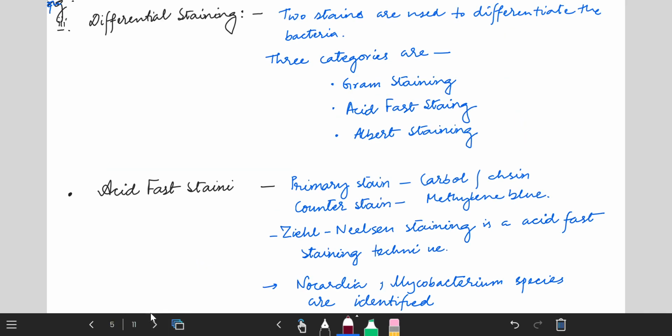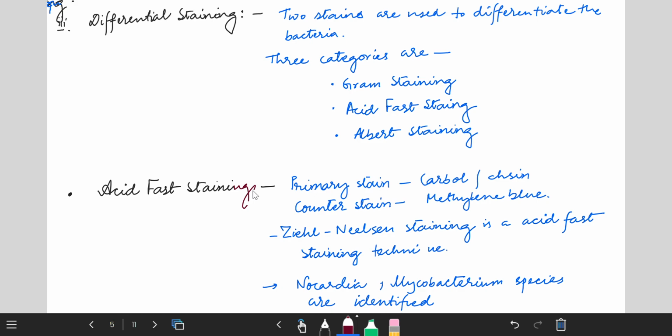Coming to the next, what is differential staining? What do you understand by differential staining? In differential staining, two types of stains are used. First one is the primary stain and second one is the counter stain. Three categories which come under differential staining are gram staining, acid fast staining and Albert staining. I have already discussed gram staining. You will get that lecture in my microbiology playlist. So I will discuss here the acid fast staining.